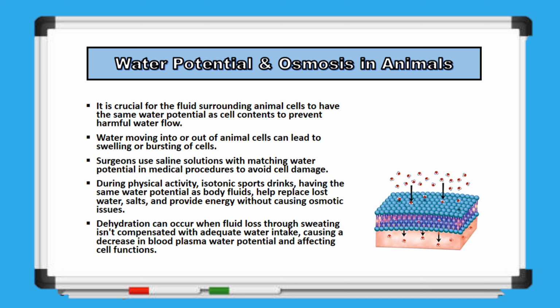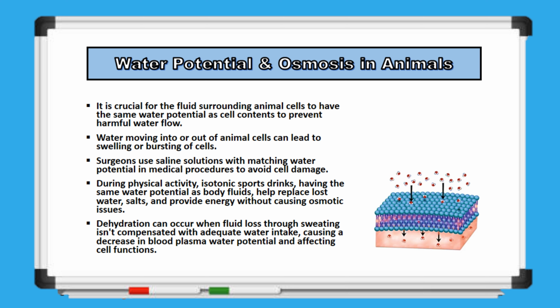Similarly, during physical activity, isotonic sports drinks, which have the same water potential as the body's fluids, help replenish lost water and salts while providing energy, without causing osmotic disturbances. Dehydration can occur when fluid loss from sweating isn't replaced by adequate water intake, leading to a decrease in blood plasma water potential, which negatively impacts cell functions.